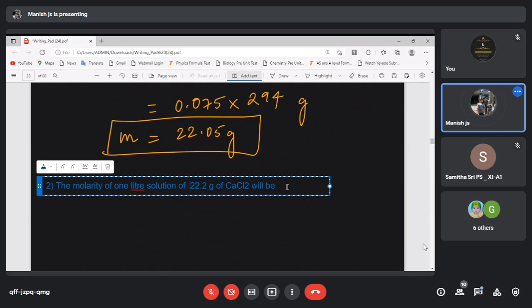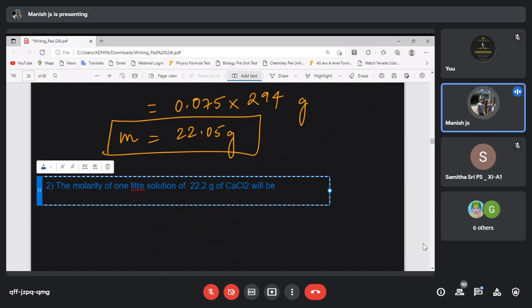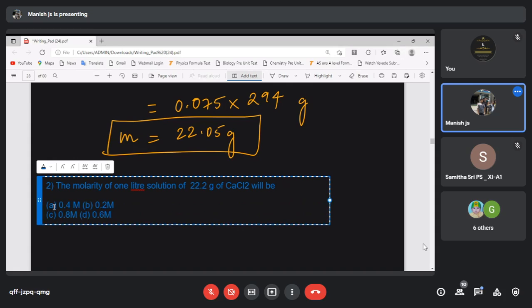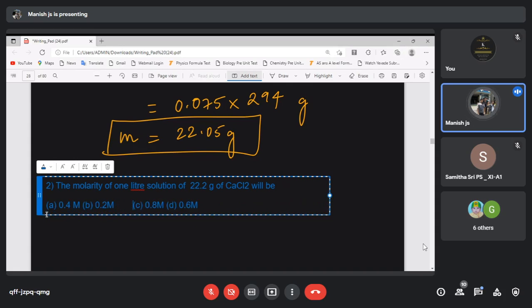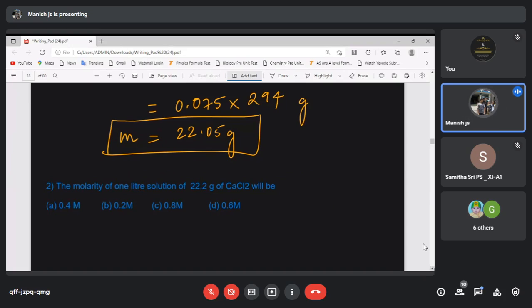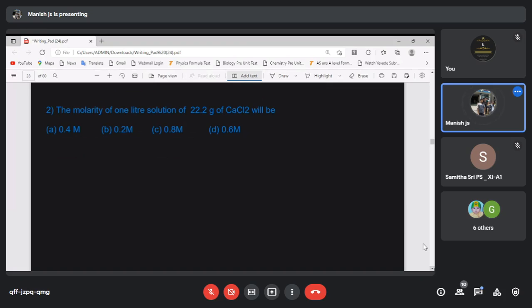Now this is a question. The molarity of 1 liter solution of 22.2 grams of calcium chloride will be: option A 0.4 mole, option B 0.2, option C 0.8, and option D 0.6. Okay, this is a simple question, directly based on the concept and formula. So we will see how to solve it.